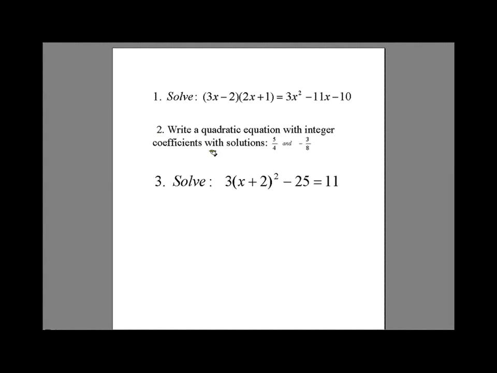All right, number 2. Write a quadratic equation with integer coefficients with solutions 5/4 and negative 3/8. So the two solutions given are 5/4 and negative 3/8. See if you can work backwards and find a quadratic equation with these two solutions. All right. Number 3, solve this quadratic equation. 3 times the quantity x plus 2, quantity squared, minus 25 equal to 11.